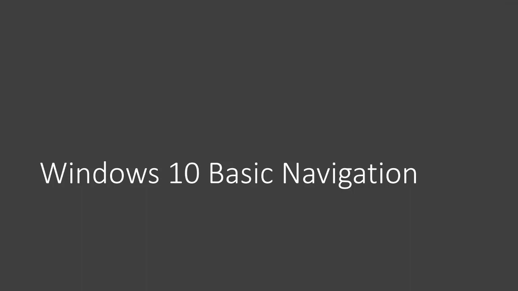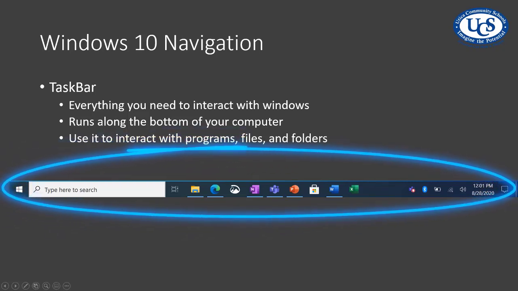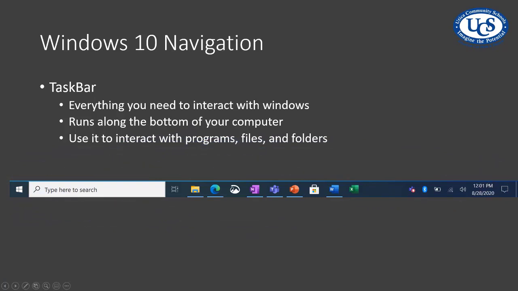Next, we are going to explore how to navigate in Windows 10. While there are many ways to navigate in Windows 10, the taskbar is the most prominent. It is the dark bar that covers the entire bottom length of your screen.